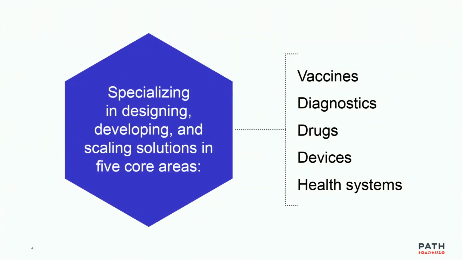So a little bit deeper into Path, we work across 5 platforms. We work on improving vaccines, diagnostics, drugs, devices, and also strengthening health systems. And I hope that we have visualizations that touch on most of these, what we would call platforms or core areas for the organization today. So we're going to talk again about our data journey. I'm going to turn it back to Jonathan.